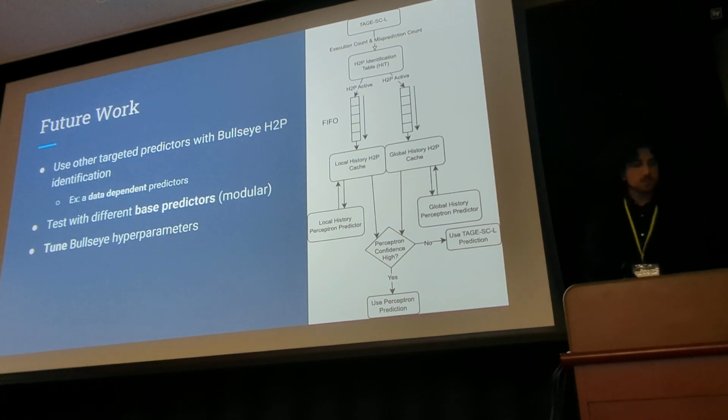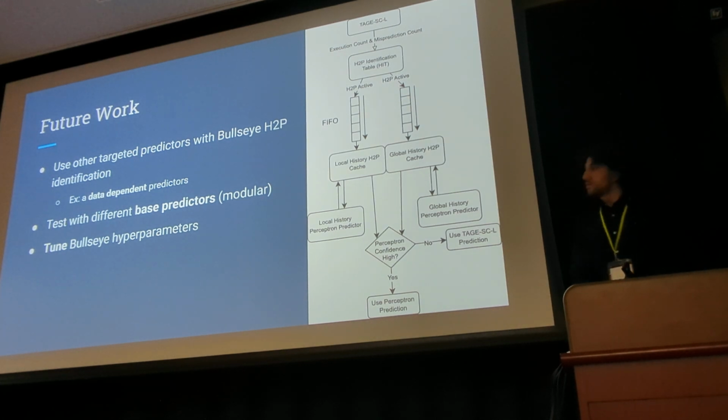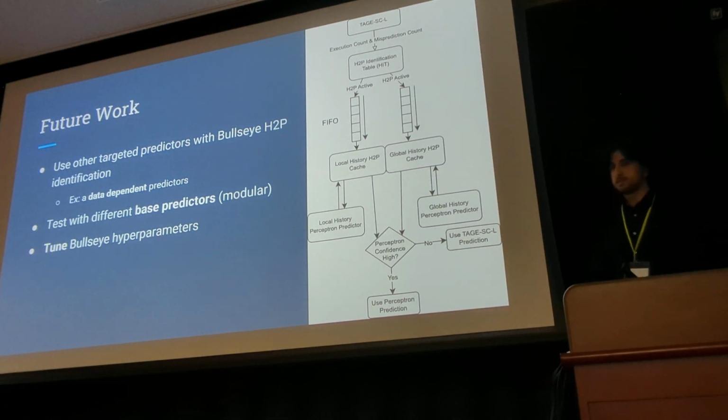Future work. We used 2 perceptrons as our targeted predictors, but of course they don't have to be perceptrons. One thing that our Bullseye predictor doesn't have is any kind of tracking for data dependency. So for data dependent hard to predict branches, you could potentially add another predictor. And of course, it's designed to be modular. We use TAGE as the base predictor, but there's no reason it has to be TAGE-SCL. You could really use any kind of base predictor.